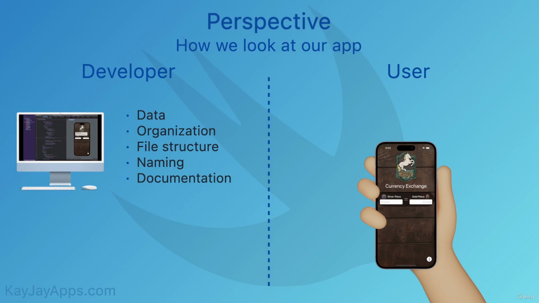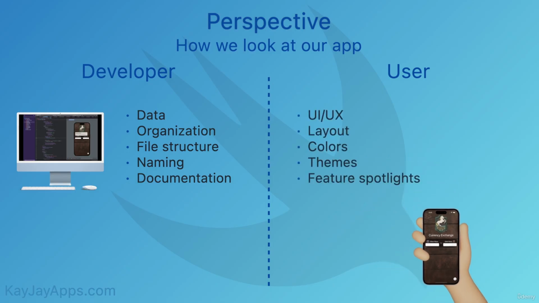But then we also have to look at it from the user's perspective. And that helps us decide how we lay out our screens, how we present things, how we draw the user's attention to certain parts of our app, or certain new features that we release that we want them to try. Now, those are the two main perspectives we need to consider.